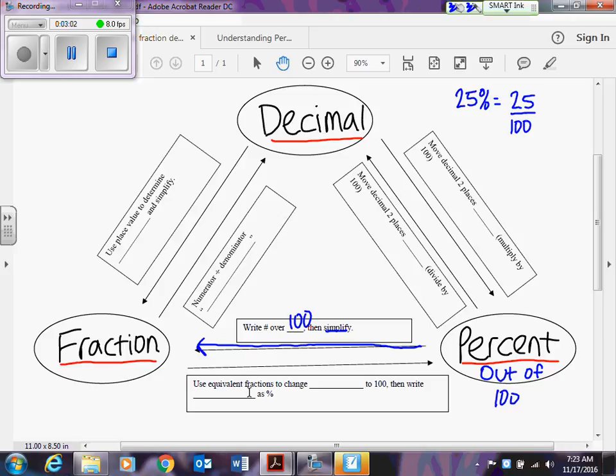Now things you might want to simplify by, you can write these down. We can simplify by 2, 4, 5, 10, maybe 25 or 20. Those are all things that 100 can be divided by, so you should look to see if your numerator can also be divided by those things. Here I see that 25 can be divided by 25, so can 100. 25 divided by 25 is 1, 100 divided by 25 is 4. So 25% simplifies all the way down to 1/4.